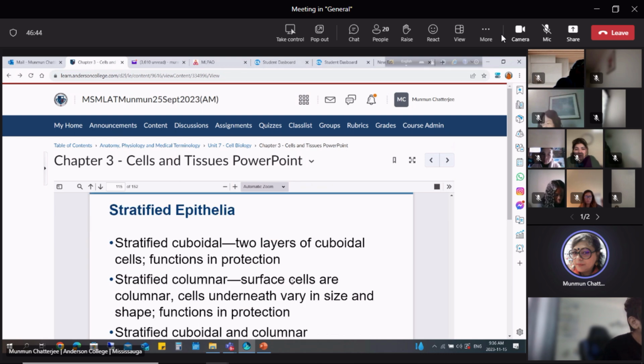Now stratified cuboidal. We just read the stratified symbol. Now stratified, we are going to the cuboidal. Two layers of cuboidal cells function in protection. That is the cuboidal, and these two layers sometimes are multi-layer too. So when it's more than one layer of any type, it is going to be stratified.